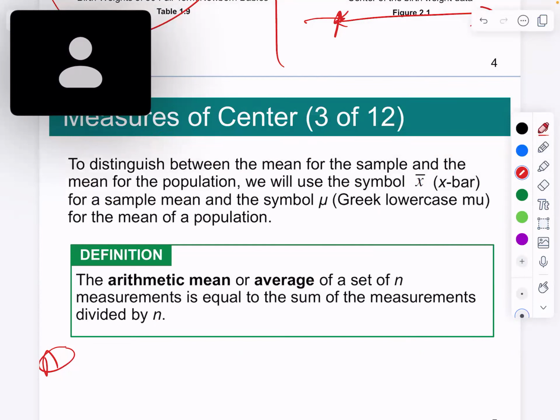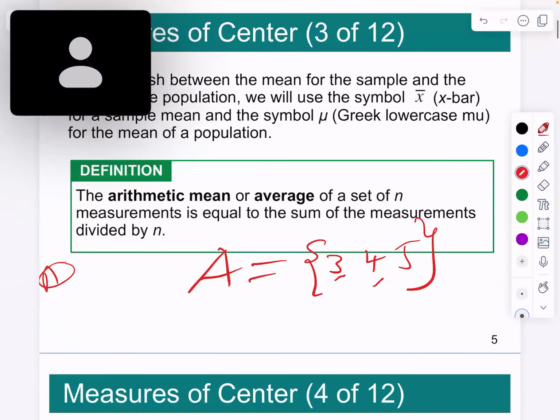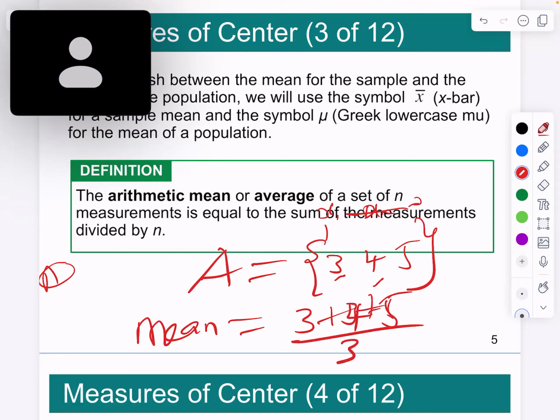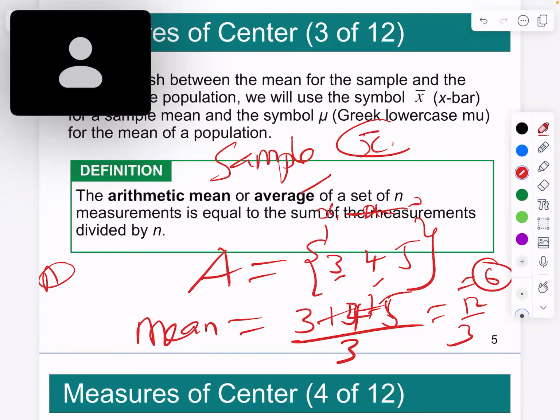Now, if you want to compute the mean of a set, say the set is given as 3, 4, 5, there are 3 numbers here. This is your x1, this is x2, this is x3. The mean is when you add everything together and divide by the number of values, here 3. That gives you 12/3, which is 4. But if you are computing the mean from a sample, you write it as x bar.